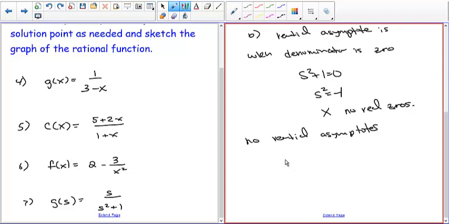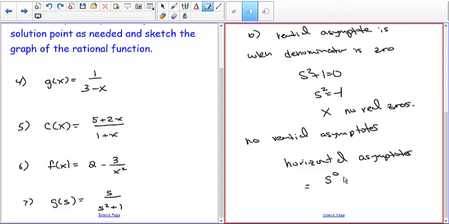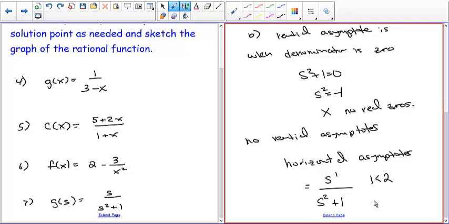And the horizontal asymptote, use the rules again. So we take the original function here, and we've got s in the numerator. That's the same as, pardon me, s to the 1 power. If it was a constant, then it would be s to the 0, but it's s to the 1 over s to the 2 plus 1. So because 1 is less than 2, the horizontal asymptote is y equals 0. So that's my horizontal asymptote.